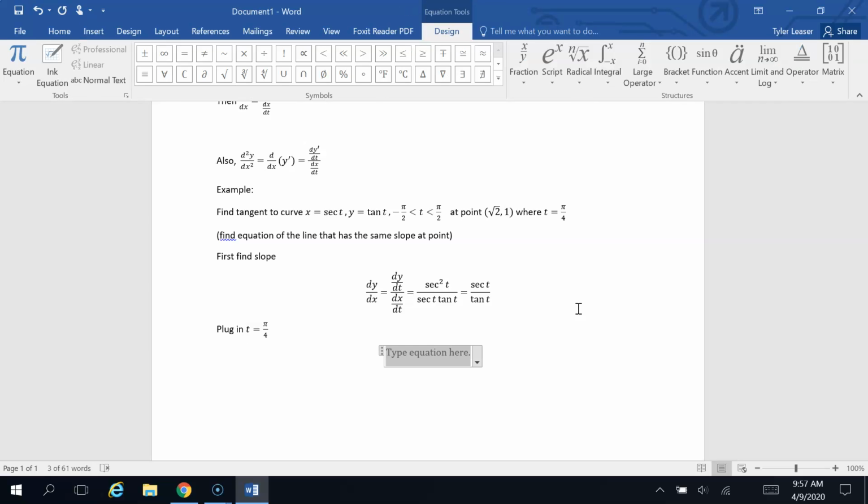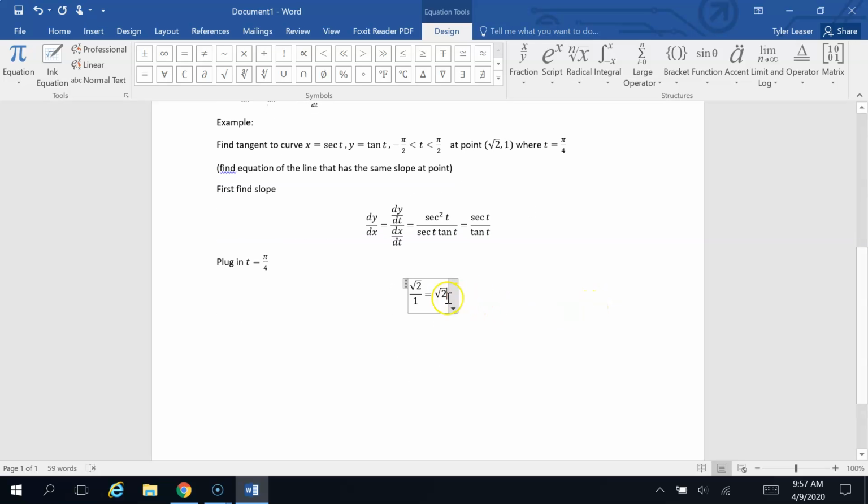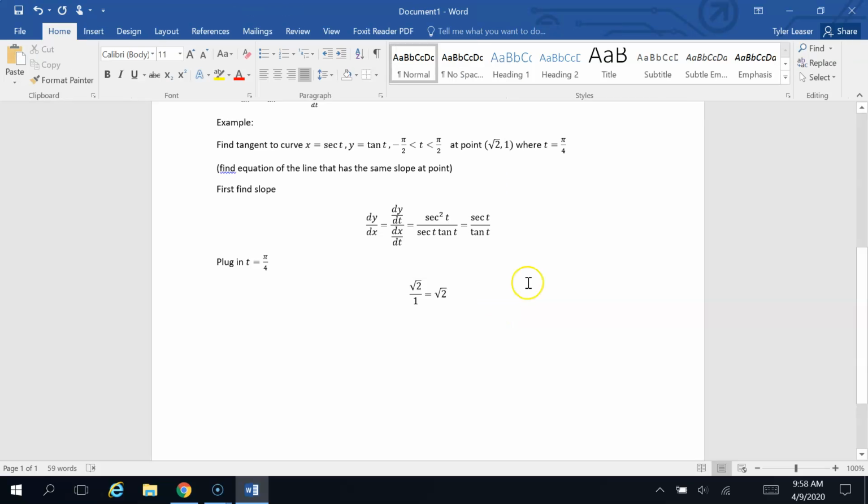And when we do that, we're going to get secant of pi over 4 divided by tangent of pi over 4. Secant of pi over 4, that's the square root of 2. And that's going to be divided by tangent of pi over 4, which is just 1. So we get square root of 2. So that is going to be the slope at this location for this curve.